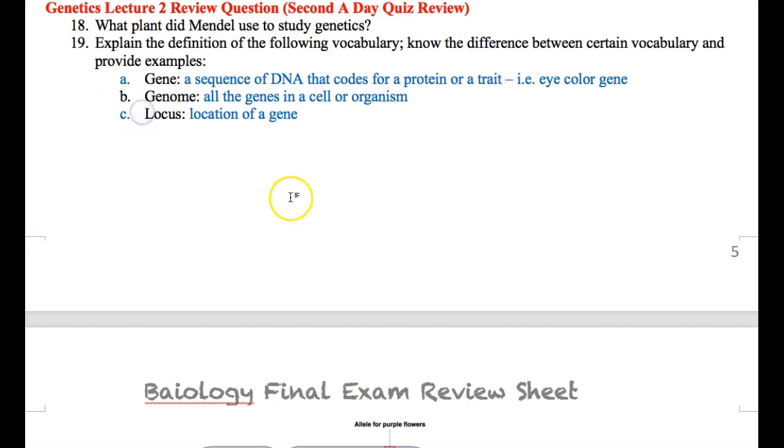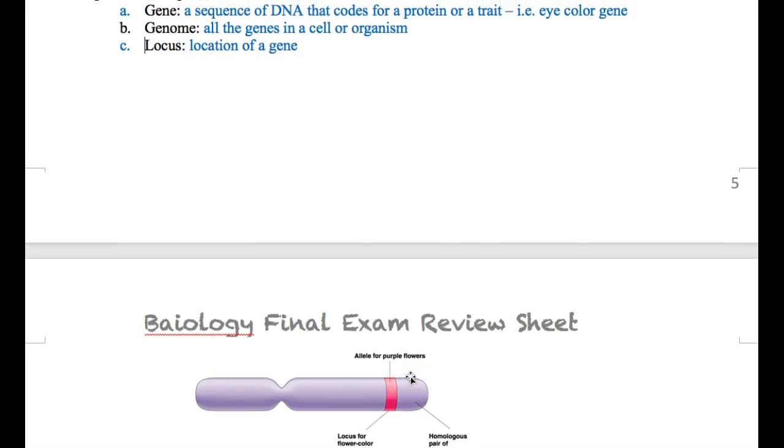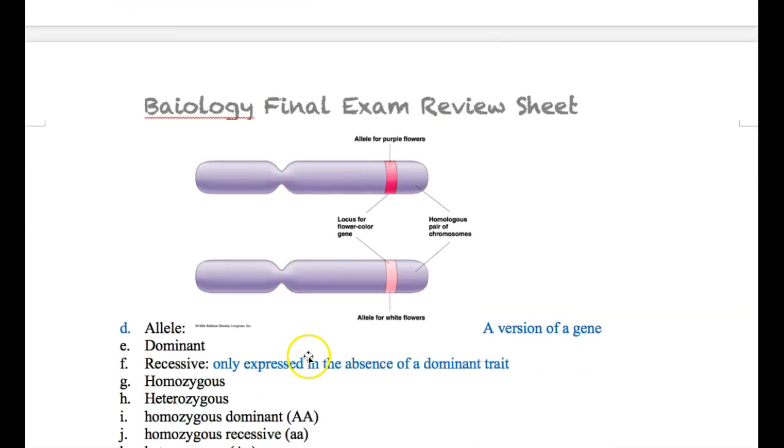What is a locus? Let's first take a look at this one right here. For a flower, we can have the flower color, right? And we can have the flower color gene. So the locus is the location of a gene. Where is it located? On a chromosome. So we can have a flower color gene right here. We could potentially have a leaf size gene right here. So that's where it is on the chromosome.